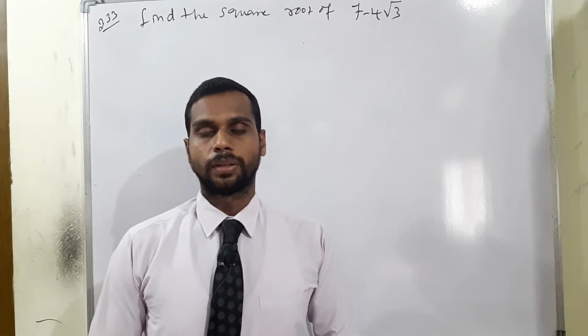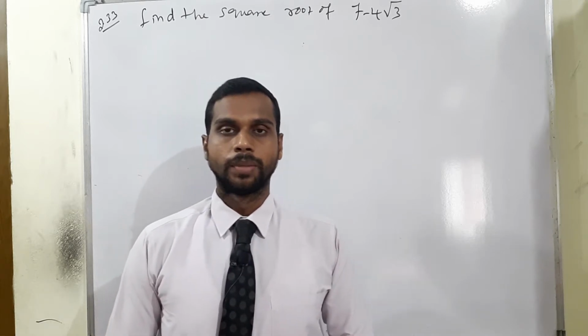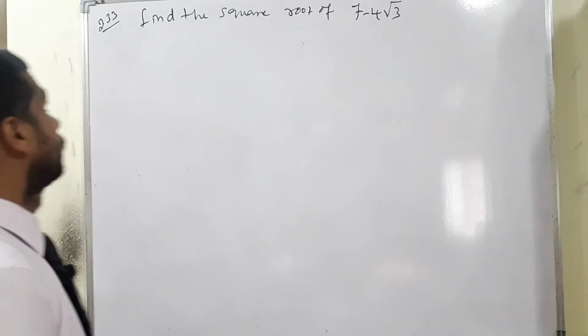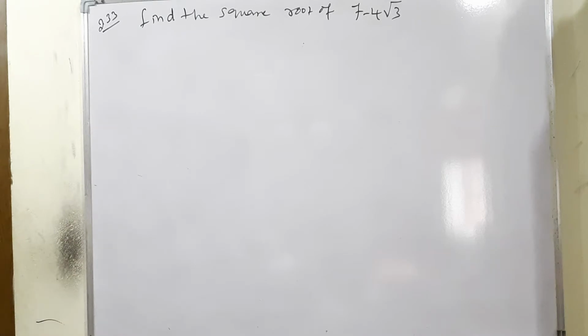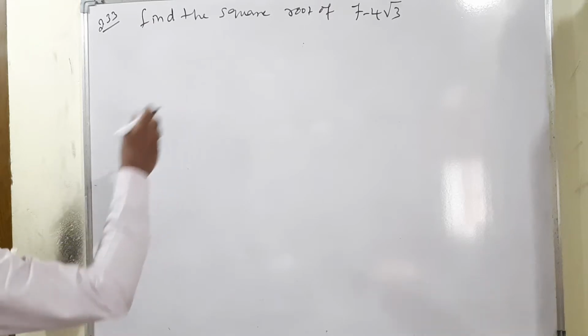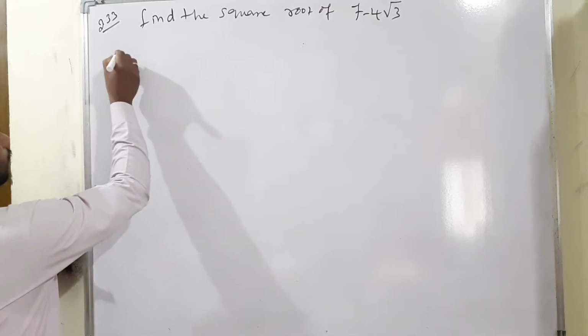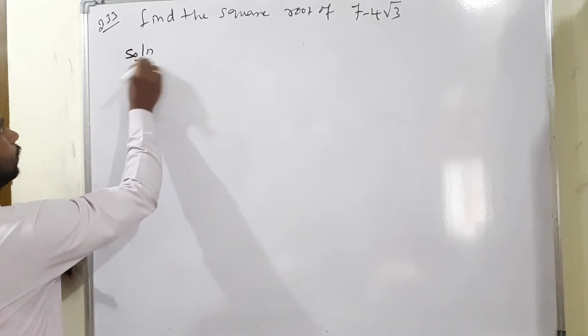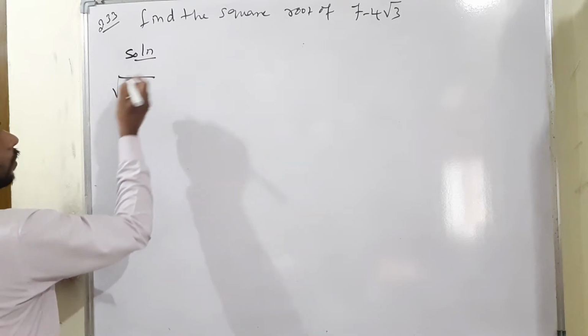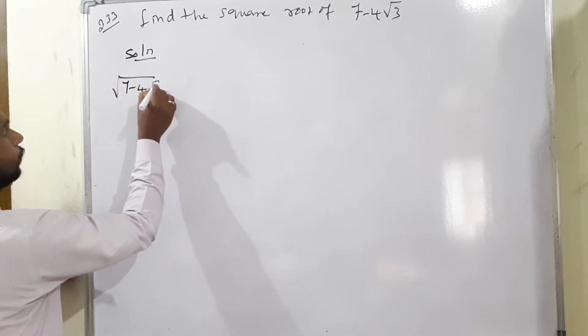In this class, we are continuing from yesterday's class. The question is Example 2.33: find the square root of 7 minus 4 root 3. Solution: the square root of 7 minus 4 root 3.